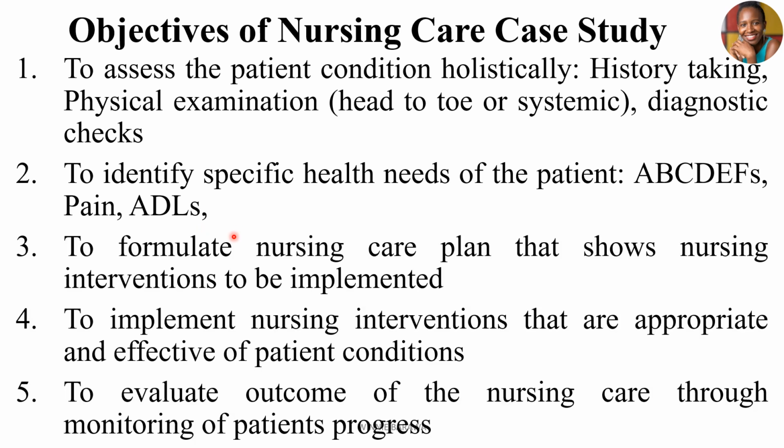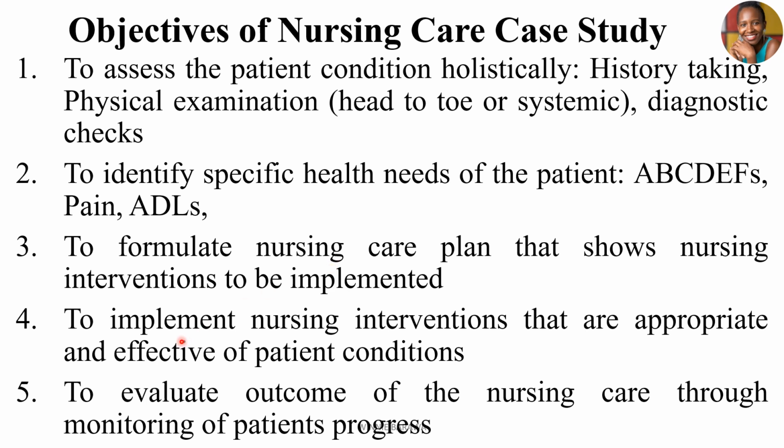And the other objective you're going to do is to formulate a nursing care plan that will show the nursing interventions to be implemented and the rationale for them. When you're formulating a nursing care plan, it will be very specific because it's going to prioritize the needs of the client, the areas that you want to focus more on, how you're going to implement them, and then the rationale why these are the specific interventions you want to implement.